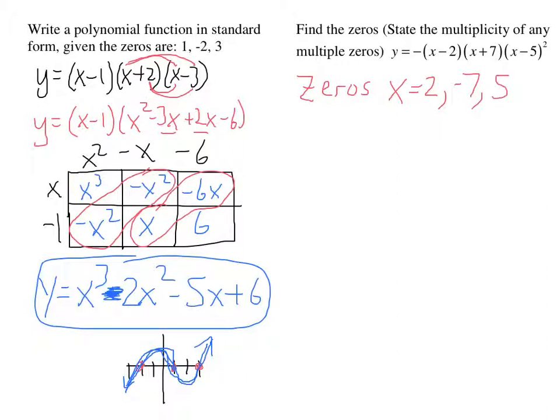+5. Are any of these a multiple, meaning it has a squared on it? Which one has a multiple on it? The 5. So 5 is a multiple of 2. So 5 is a little special. It's a multiple of 2. The other ones, these two, are just going through. What is this one going to be doing? Bouncing off. So this 0 is a bounce off.